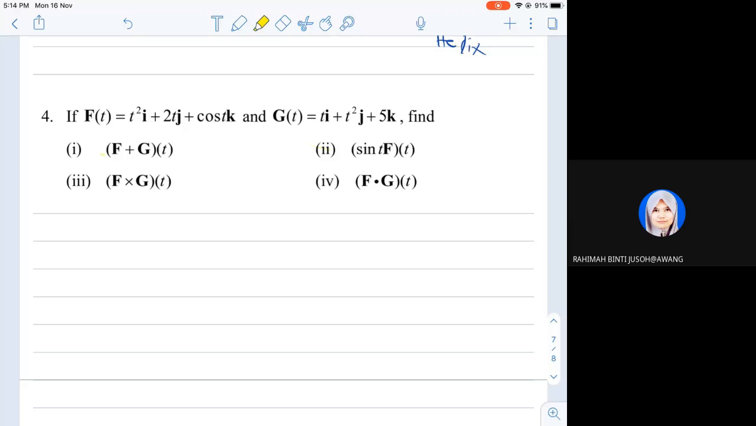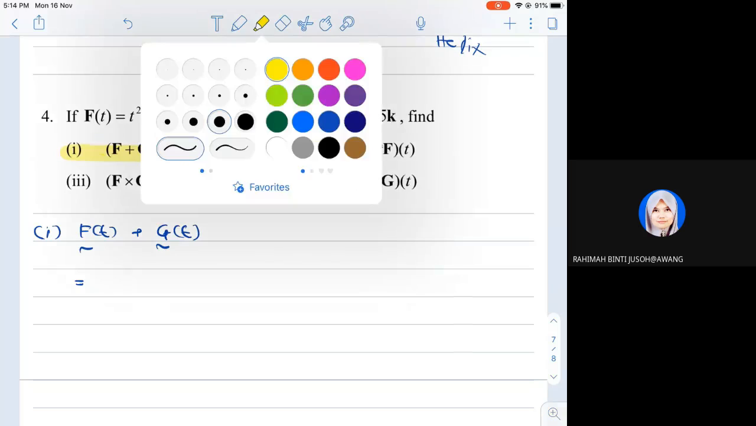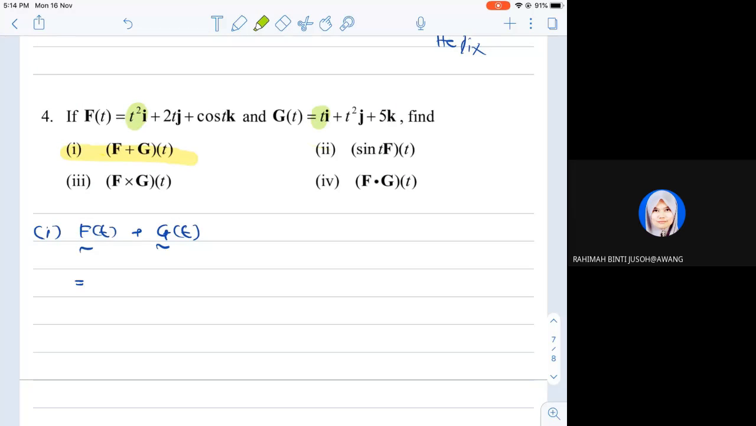For question number 1, just add as usual, but component-wise. So component i with component i, j with j, k with k. For question number 1, you will have f(t) plus g(t). So equals to, for component i, you have t squared and t, so t squared plus t i, plus, for component j, 2t plus t squared, so 2t plus t squared j, plus cos t plus 5 k. So that's it. Very simple.